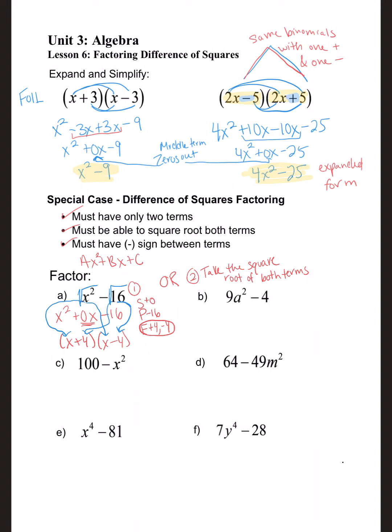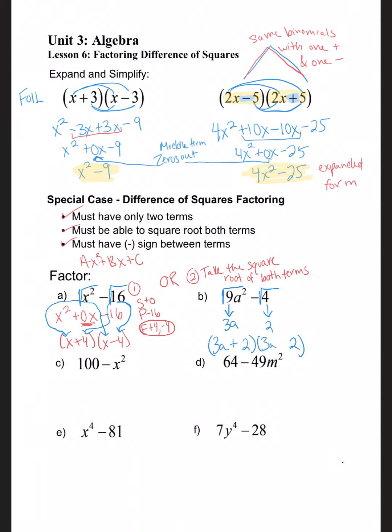Okay, let's take a look at another example where we don't have so many arrows drawn. So if we have 9a squared minus 4, and we just take the square root of 9a squared, and we take the square root of 4. The square root of 9a squared is going to be 3a, and the square root of 4 is going to be 2. So we set up our two brackets, so we should end up with those two binomials. We'll have 3a and 2 in one bracket, 3a and 2 in the other bracket.